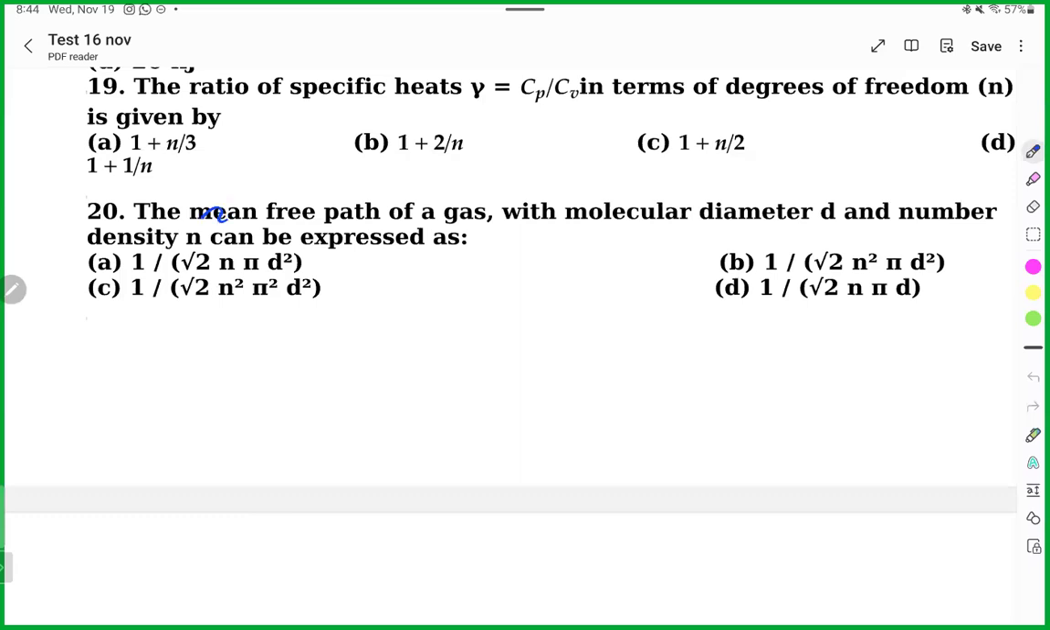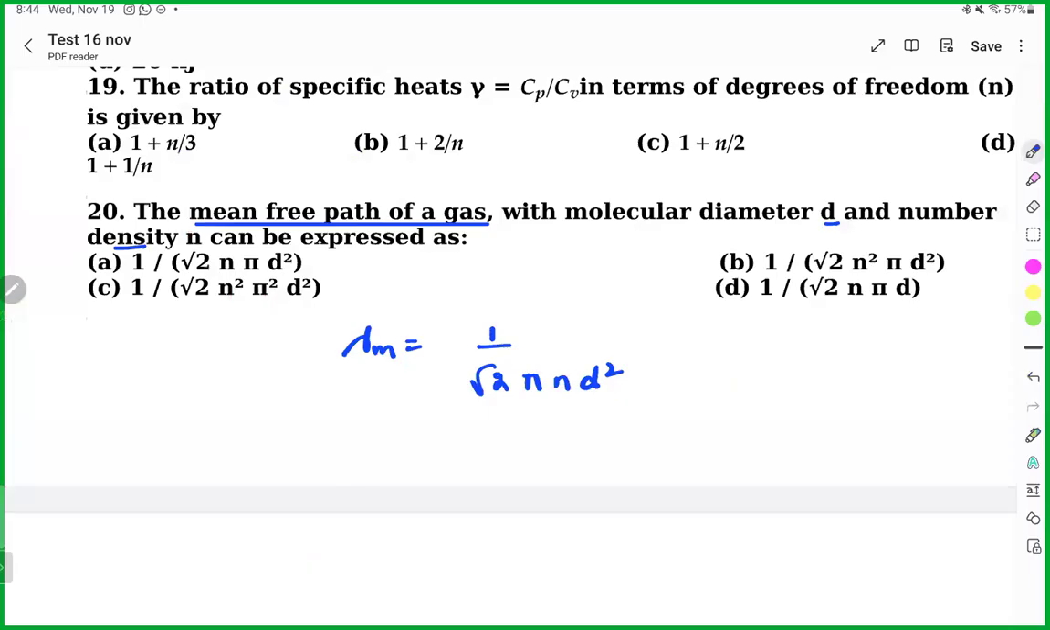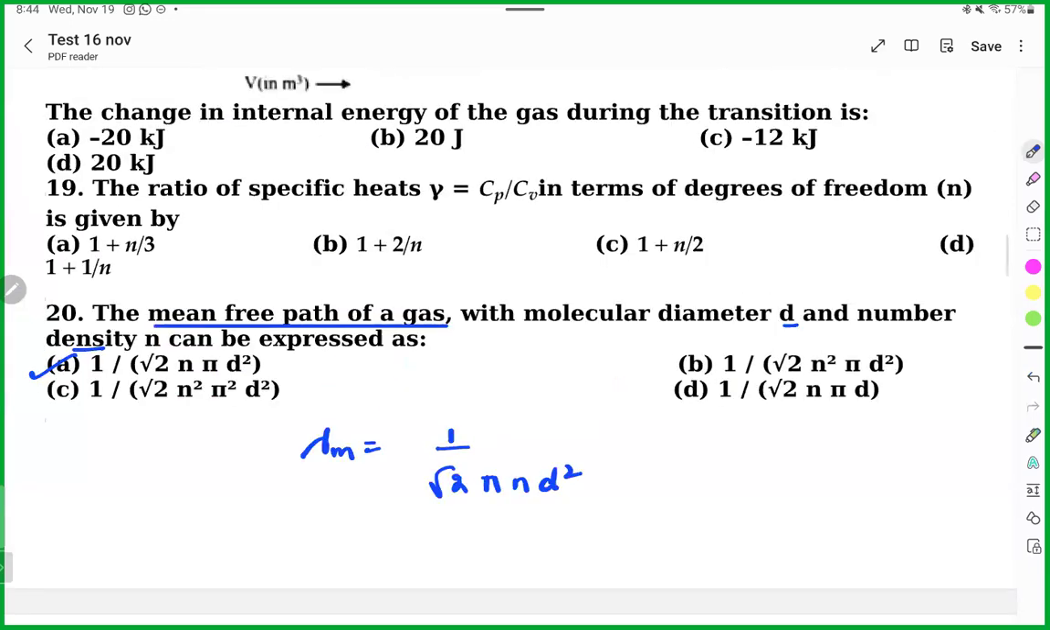Mean free path, you got three PYQs from mean free path, exactly the same way, based on the diameter and number density. Mean free path is expressed in the form of 1 by root 2 pi n d square. Correct? It depends upon diameter square and number density. This small n is the number density. Got it? So the answer was first, a direct answer. Even the 19th question was direct.